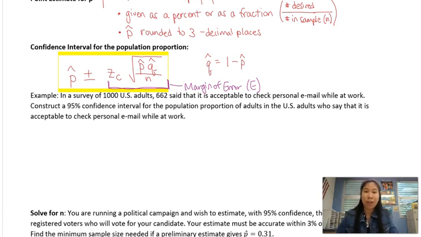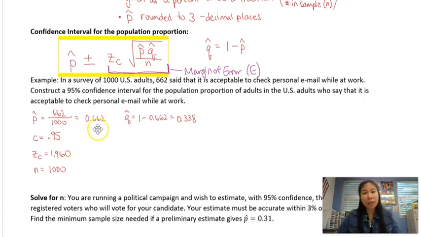So let's do an example. We've got a survey of 1,000 U.S. adults. 662 said it is acceptable to check personal email while at work. So right there, they've given us how many people took the survey and how many people answered a certain way. That would be our sample proportion, because they told us how big the sample was and then how many people said it was acceptable to check personal email while at work. So our p hat, our sample proportion, is going to be found by doing 662 divided by 1,000, because 662 is our desired number, and 1,000 is the total number in the sample.